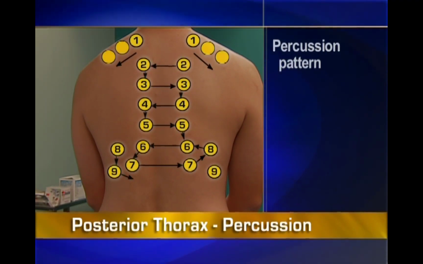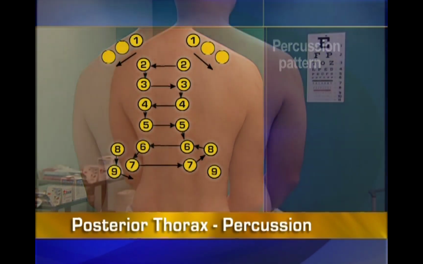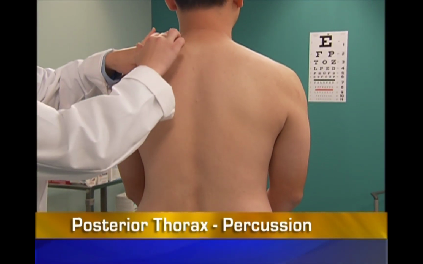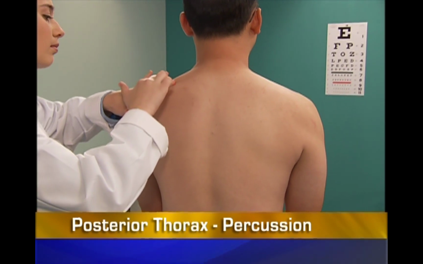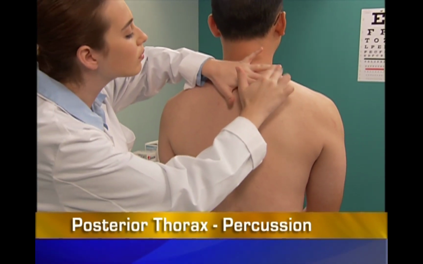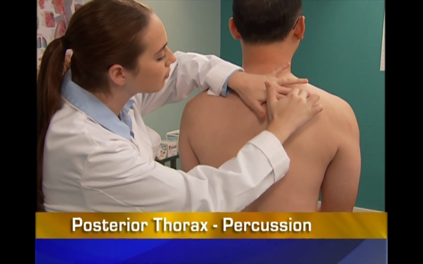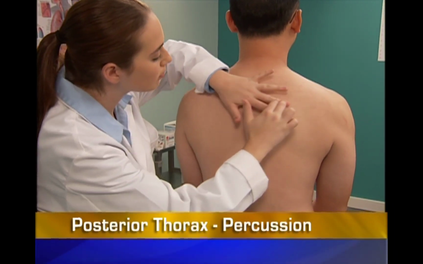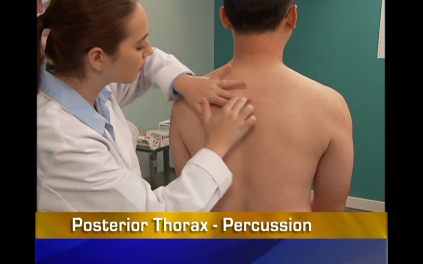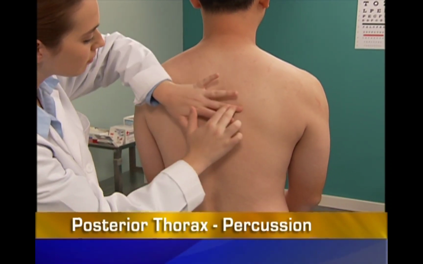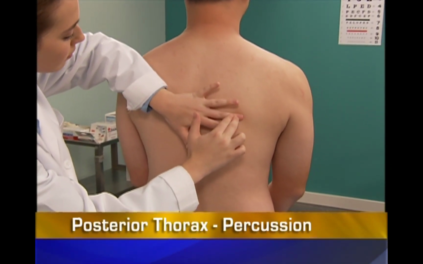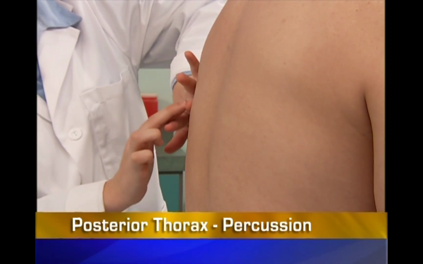To percuss the posterior thorax, follow this pattern systematically. Start at the apices and percuss across the tops of both shoulders. Then percuss in the interspaces, moving from side to side and down. In each area, note the intensity, pitch, and duration of the percussion notes. They should match side to side. Over the lungs, percussion should produce resonance.